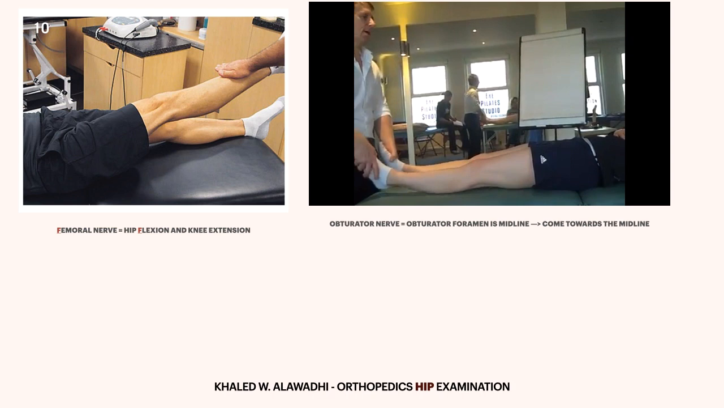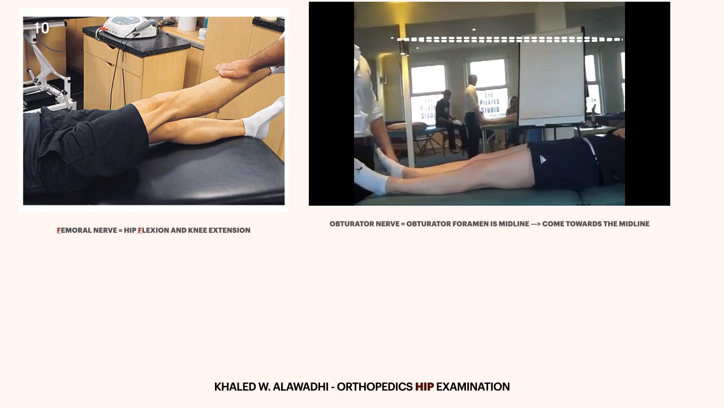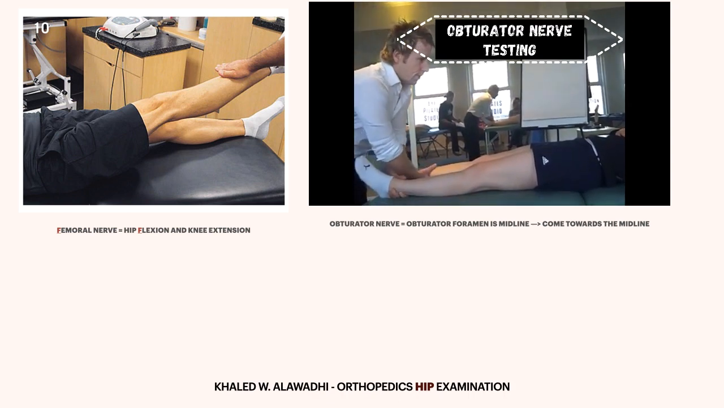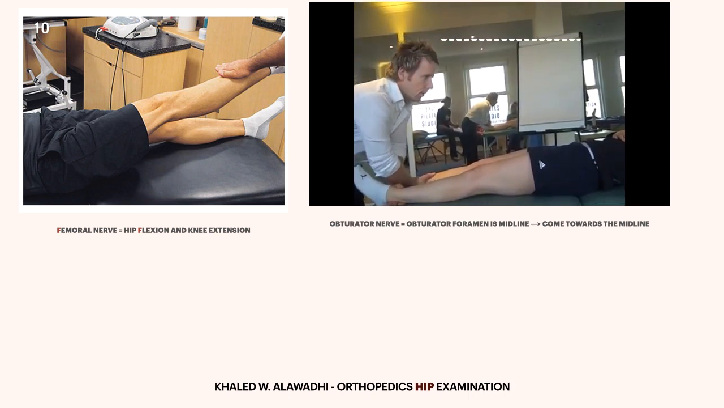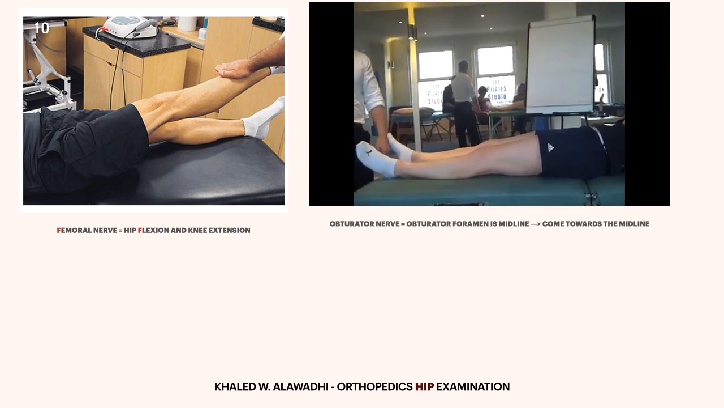So the obturator nerve comes towards the midline, so it adducts the leg. I want the leg to adduct to the midline. This is how you examine against resistance. The adductors are on a bit of length now. Squeeze in both legs. Squeeze. Okay, and then if you're going to feel it, more likely it's that one.